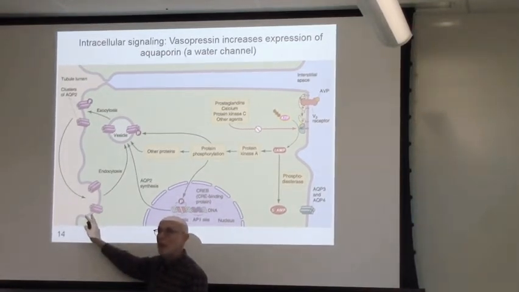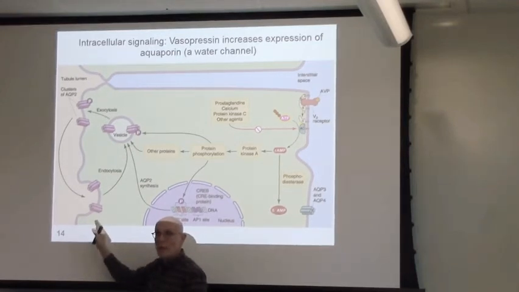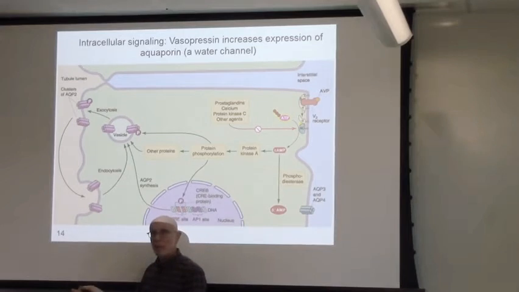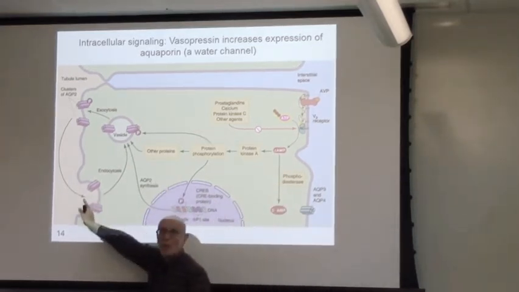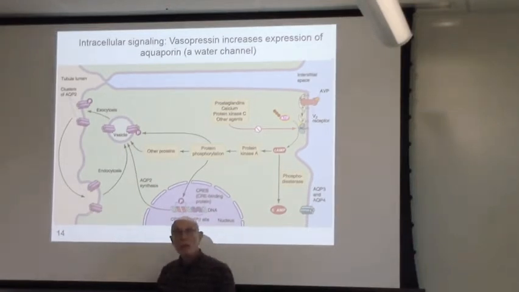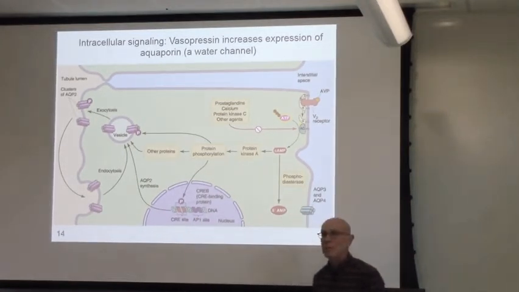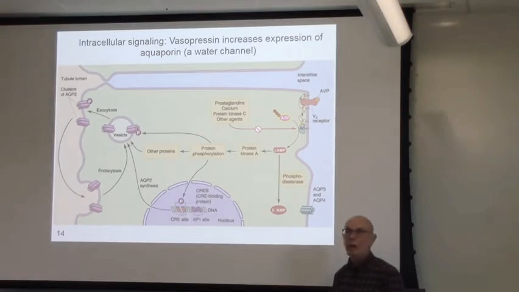You stop drinking for 12 hours, you become dehydrated, your brain says, I'm dehydrated, makes vasopressin. Vasopressin does this, increases water permeability, and you pull water out of urine more and recover it better.